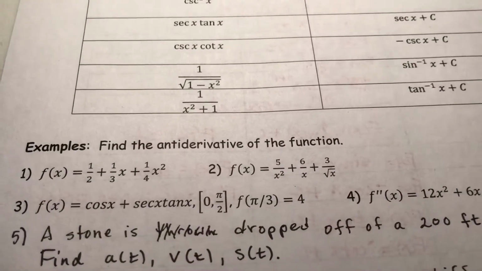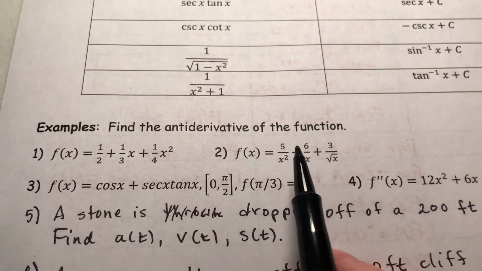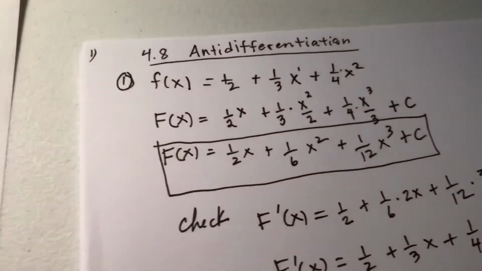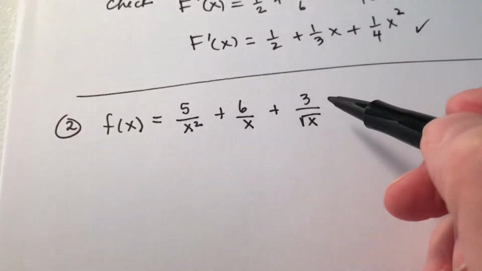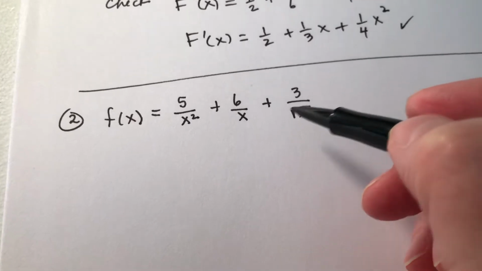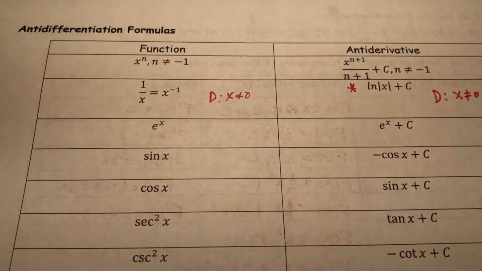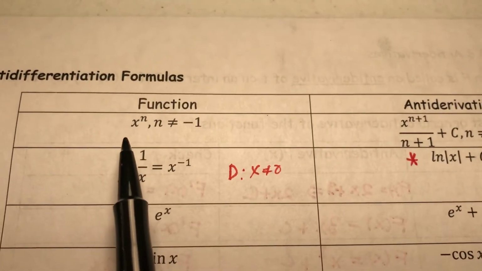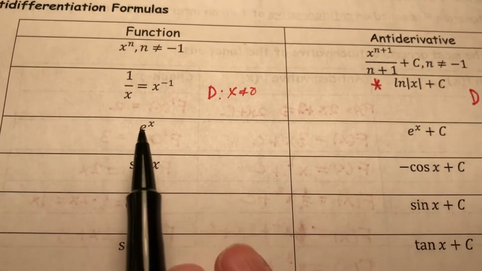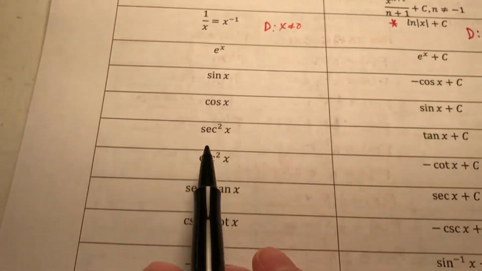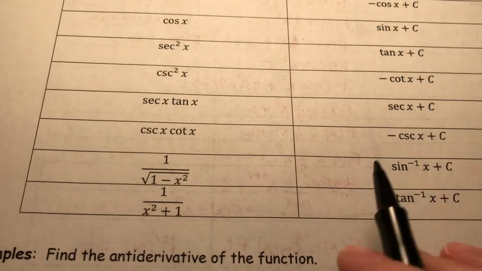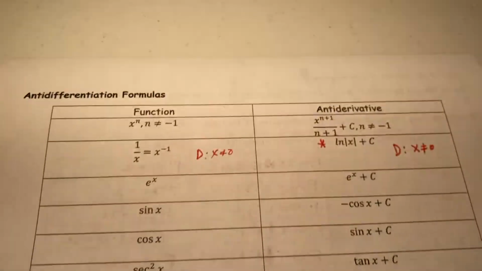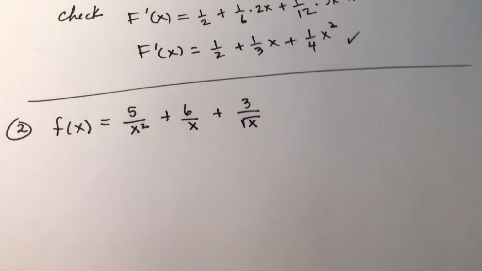Hello students, we are looking at number 2 on 4.8, the anti-differentiation, and I wrote down number 2 here. Before we can do this problem, we have to remember what we can take the antiderivative of: a power, 1 over x, e to the x, and all the trig functions here, and then antiderivatives of the inverse trig functions here. But the ones that we're looking at here are powers.